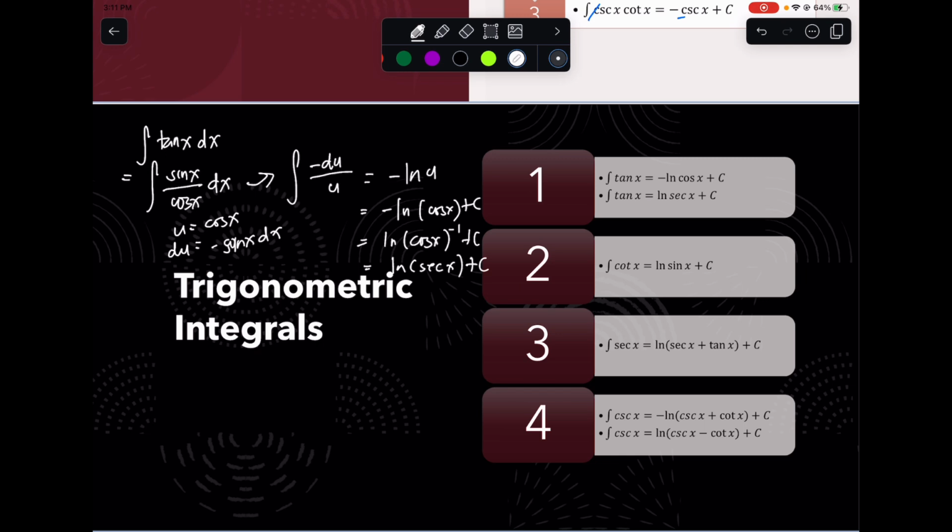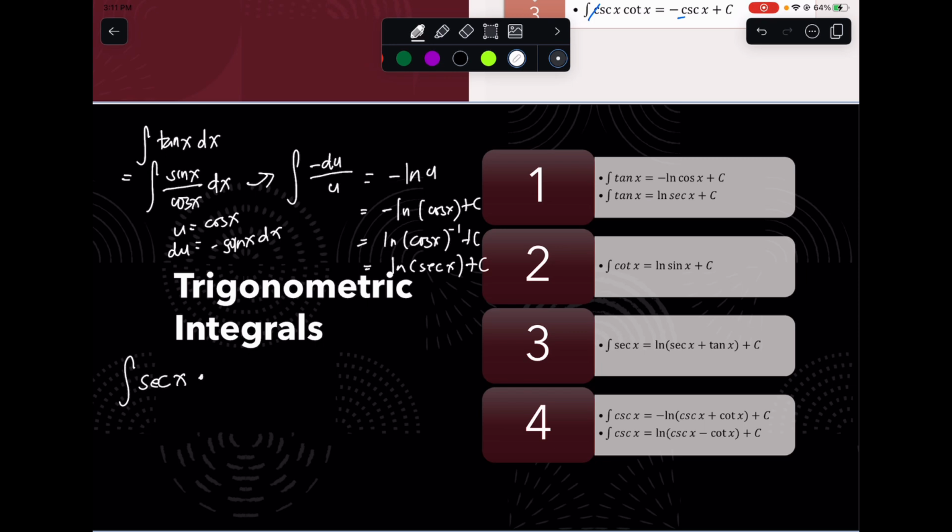We don't need to show in our solution how these are derived, because these are acceptable formulas. Once we have the integral of cotangent x, right away that would be ln sine x.